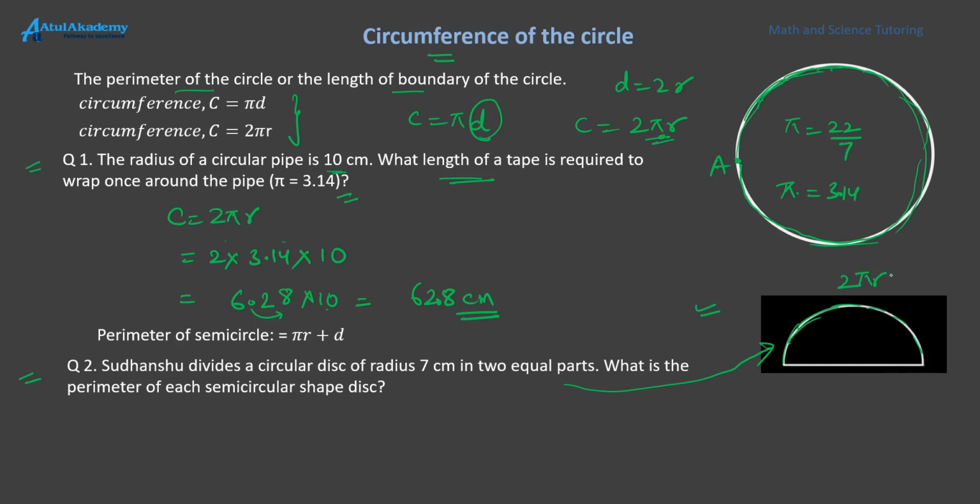If I divide it by 2, it will become what? Only pi r. And this distance is how much? Diameter. This distance is the diameter. So I have to do only what? I have to do pi r plus diameter.